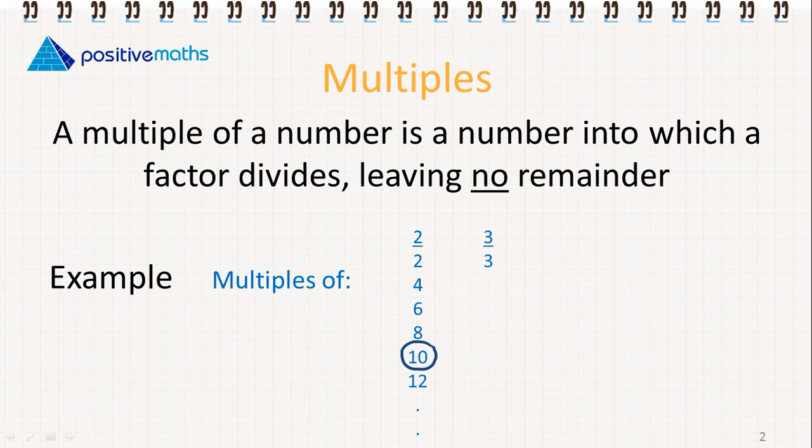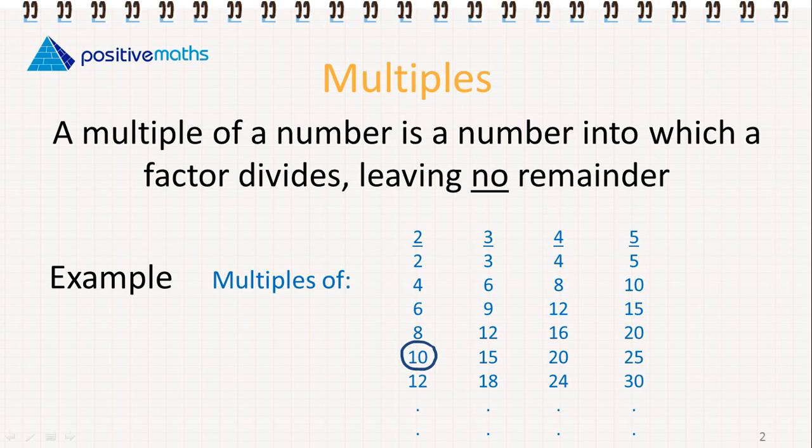We should be familiar with the multiples of a few different numbers, just from learning tables even in primary school. So for example, our multiples of 3, we have 3, 6, 9, 12, 15, and 18. For 4, we have 4, 8, 12, 16, 20, 24. For 5, we have 5, 10, 15, 20, 25, and 30. And the dots are suggesting that it does continue on to infinity. So any of these numbers, if we check, 16 is a multiple of 4 because 4 divides evenly into 16.